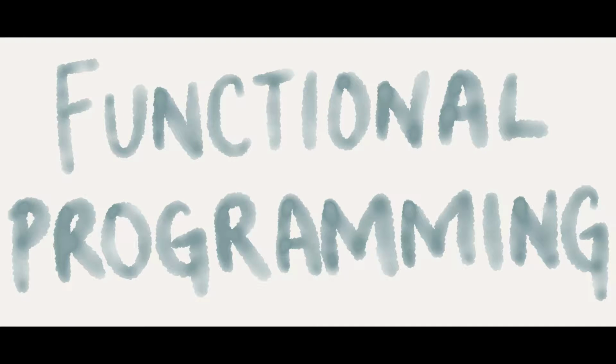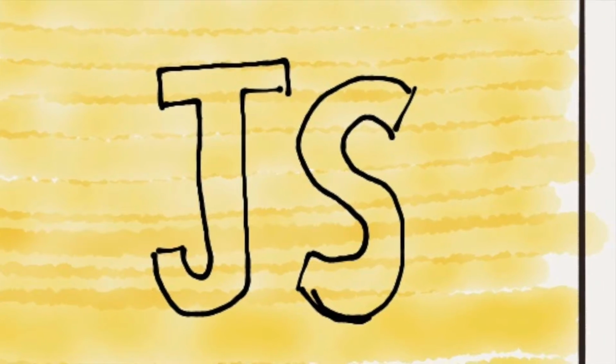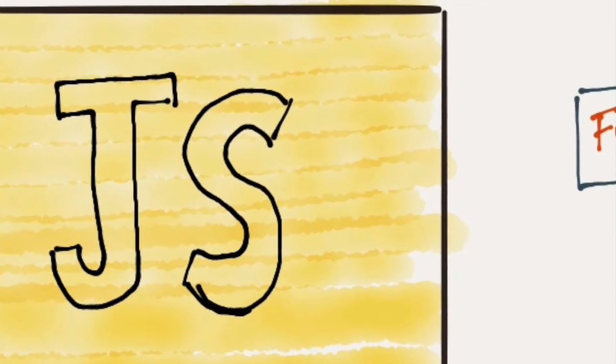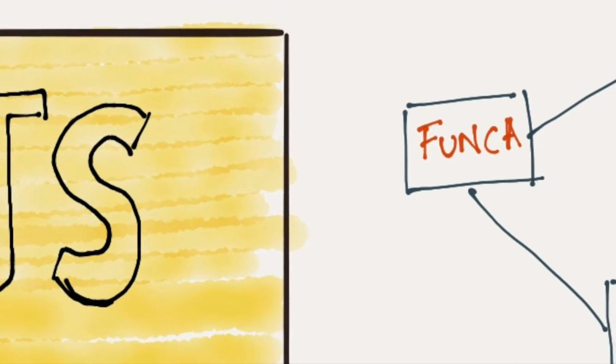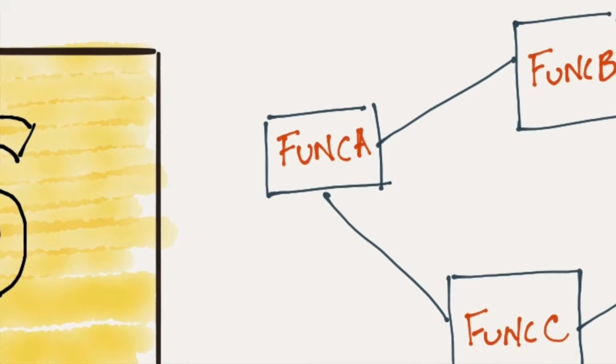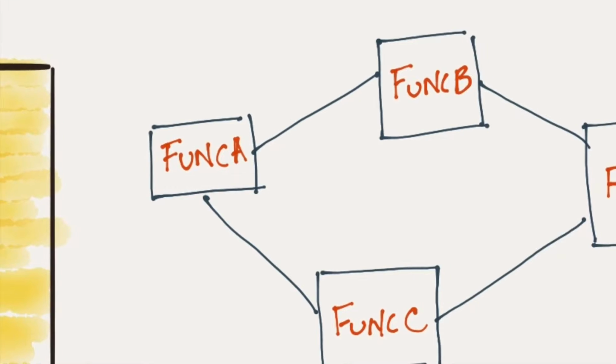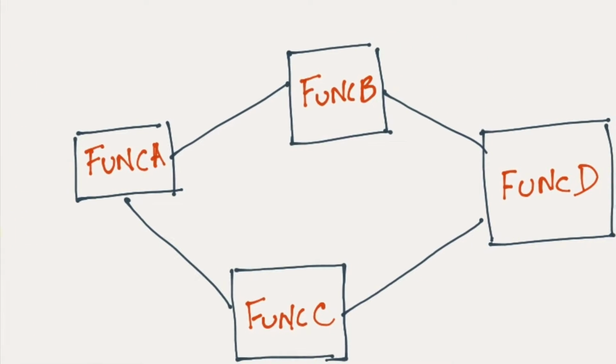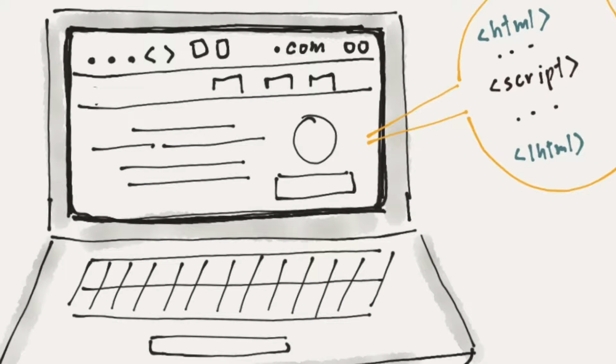Alright, so let's begin. JavaScript is called a functional programming language. Now, what does that mean? In JavaScript, functions are the primary unit of execution. The concept of class was introduced in JavaScript only in 2015, and even a class is just a special function.